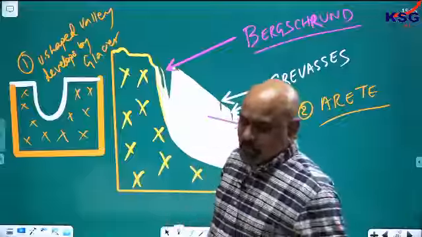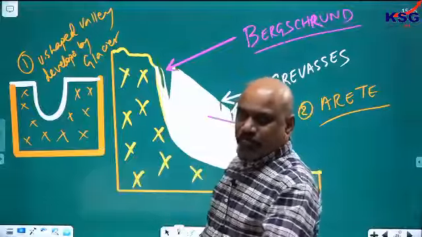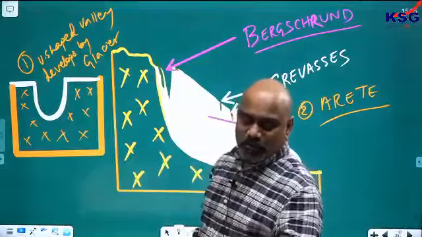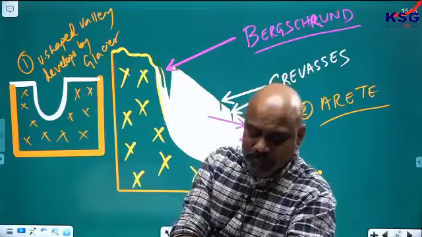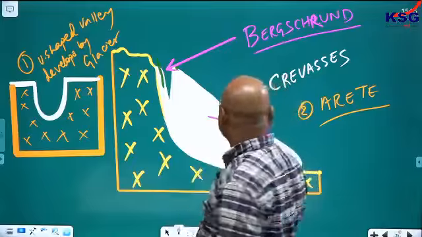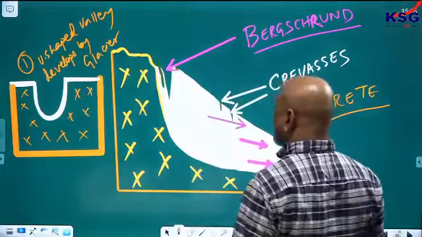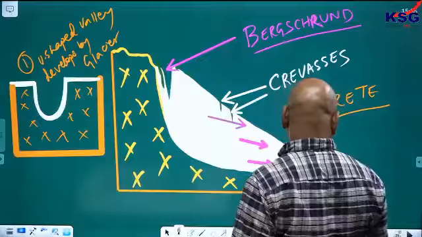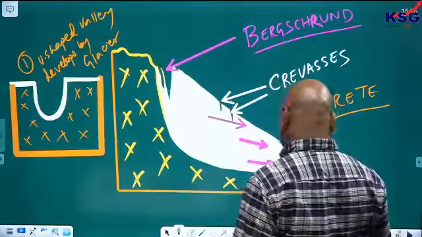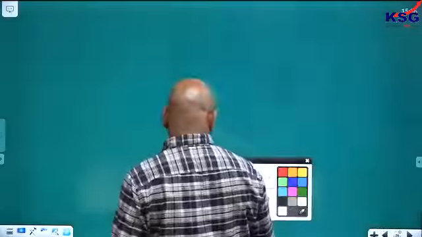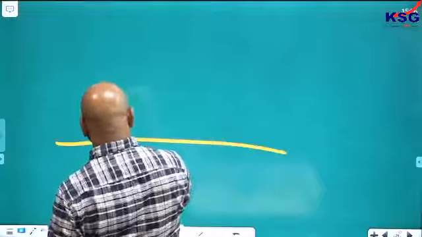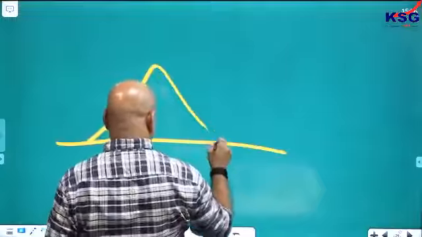Okay, let us look at what other landforms they develop. Generally, what type of landform do they develop? The U-shaped glacial valley is the first, and the second one is arete, as I said. Let us see what an arete is. Let us say you have a mountain here.